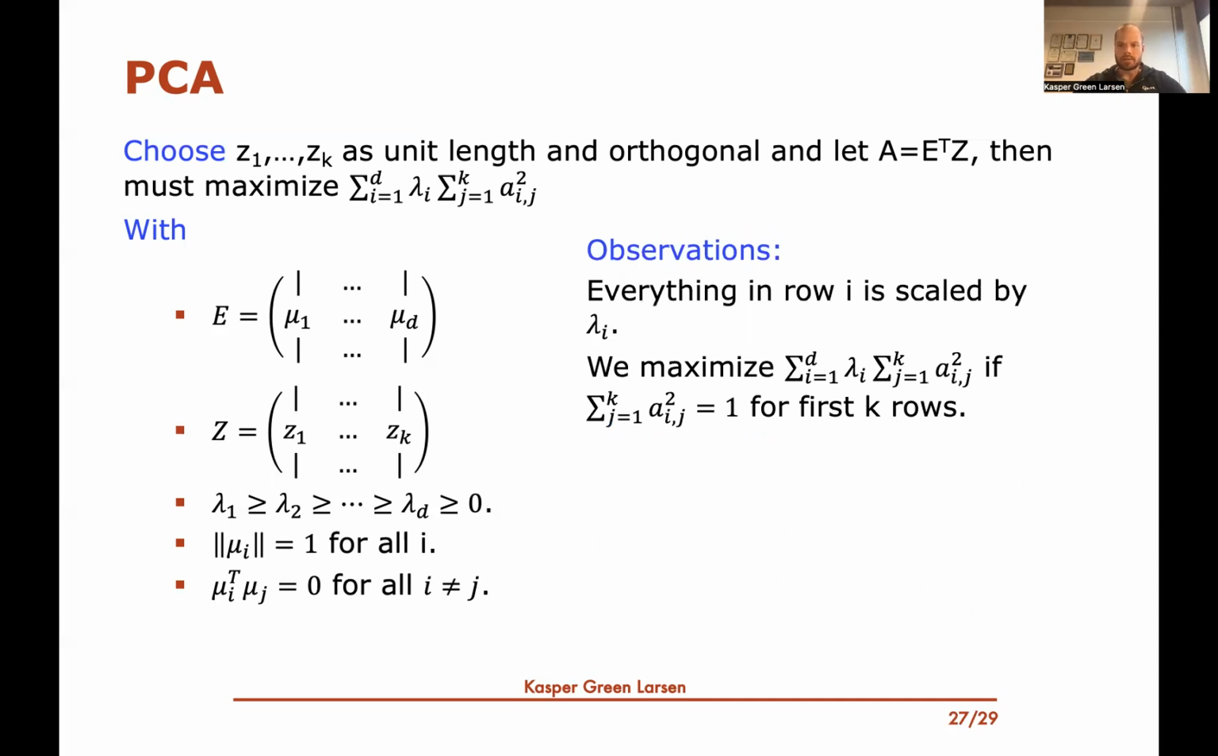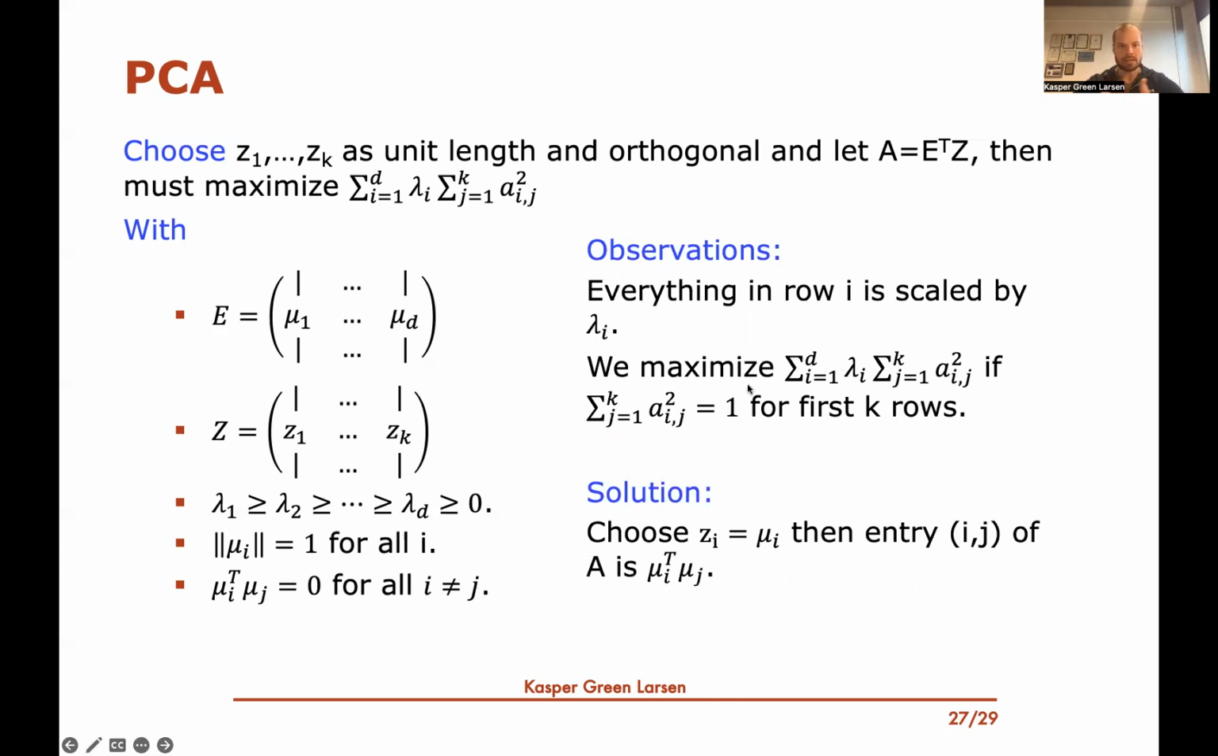Good, so this is what we're trying to do. If it is possible to choose the sets so that the first k rows have the sum of squares equal to 1, then it has to be an optimal choice of set. And now here is actually a concrete choice that achieves this. So let's have a look.